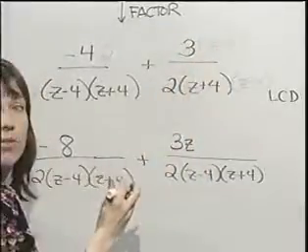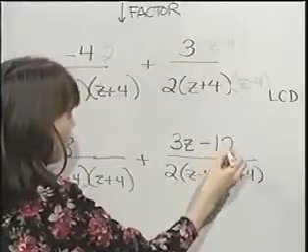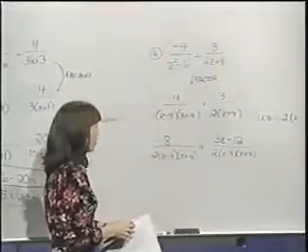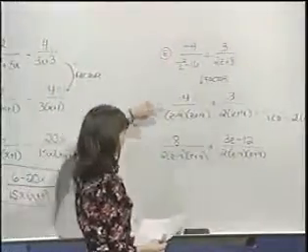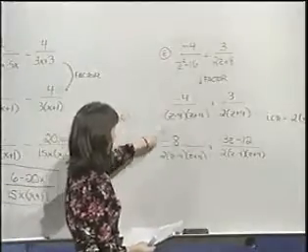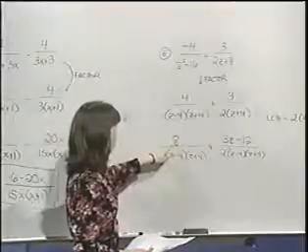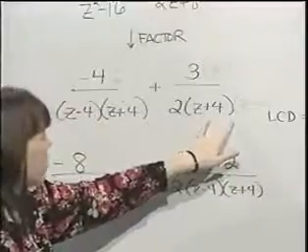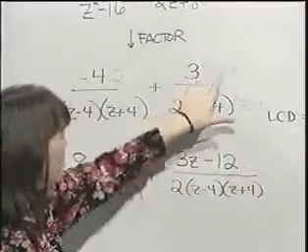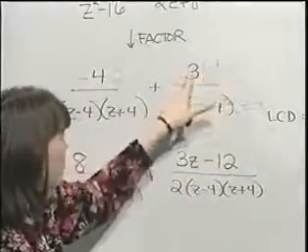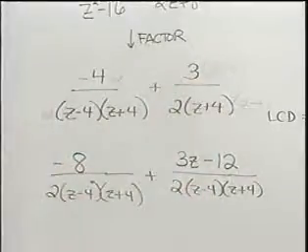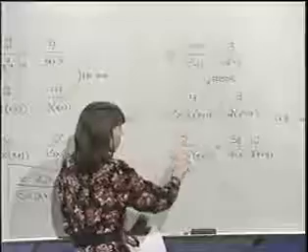3 times negative 4 is negative 12. So let me double check since I was rushing there. Let's make sure we did this correctly. I needed to multiply this by 2, so negative 4 times 2 is negative 8. I needed to multiply this by z minus 4, so I multiplied that by z minus 4 and got 3z minus 12. Looks good. Now we're ready to go on and combine our numerators.